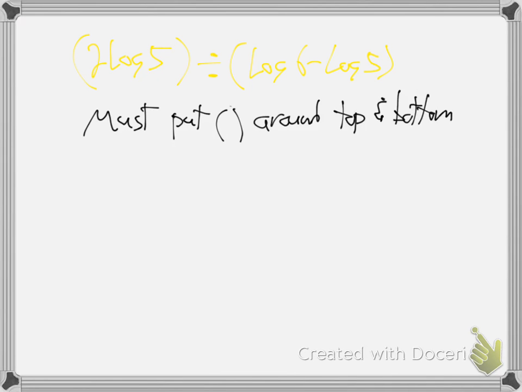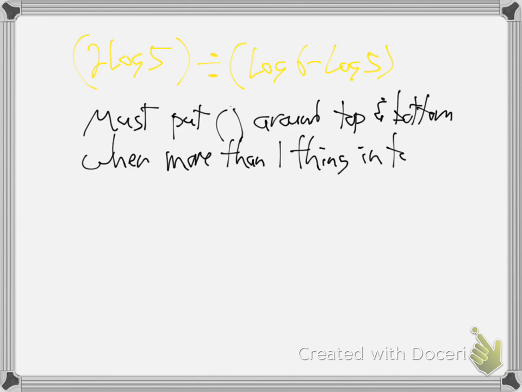Well, not always. When there's more than one thing in the top or the bottom, the reason is because there's a 2 and there's a log 5, and there's 2 logs here. So whenever there's more than one thing in the top or more than one thing in the bottom, you do have to put parentheses, or the calculator will get confused what it's supposed to divide. It'll do something different. So always remember that. And same thing for the power zone also.